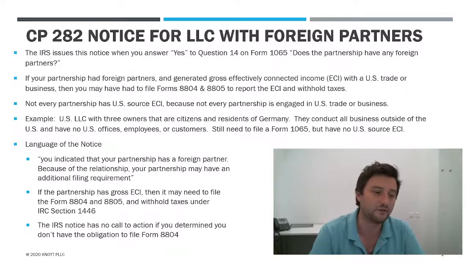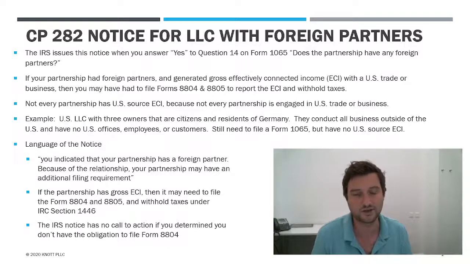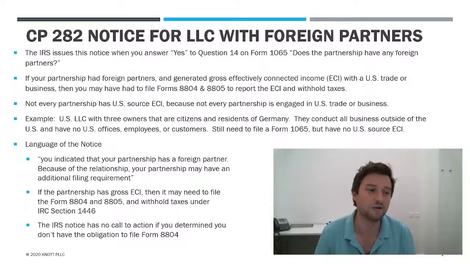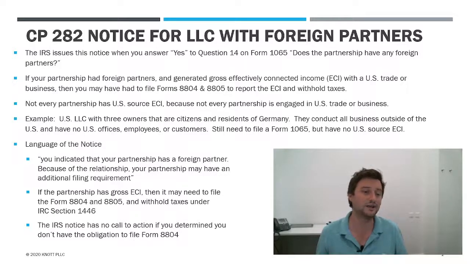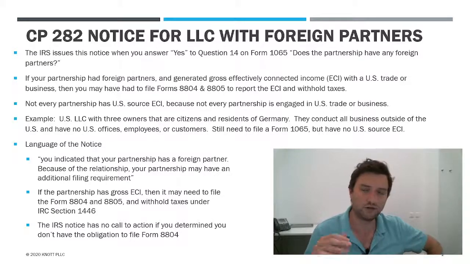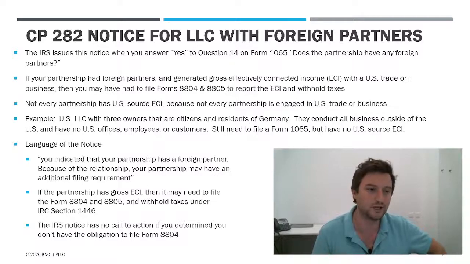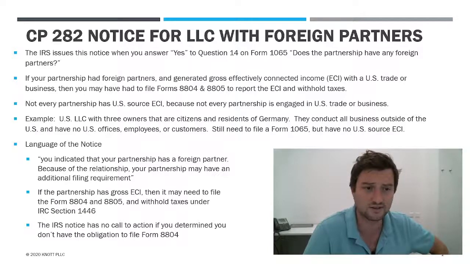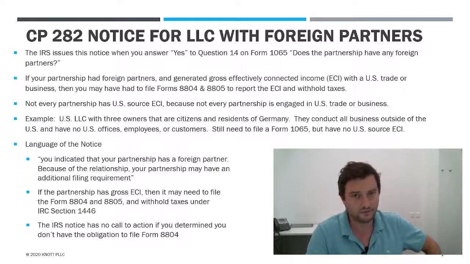Okay, and then at the very bottom of the form, if you get to the end of it, after all the information they throw at you, there is no call to action, right? It's if you need to do this, do it, but if you don't, send us a letter saying you don't have to do it. You basically just ignore it. So if you get the letter, don't be overly concerned. Really look at your partnership and say, okay, if I'm engaged in U.S. trade or business and I have ECI, I need to file these.